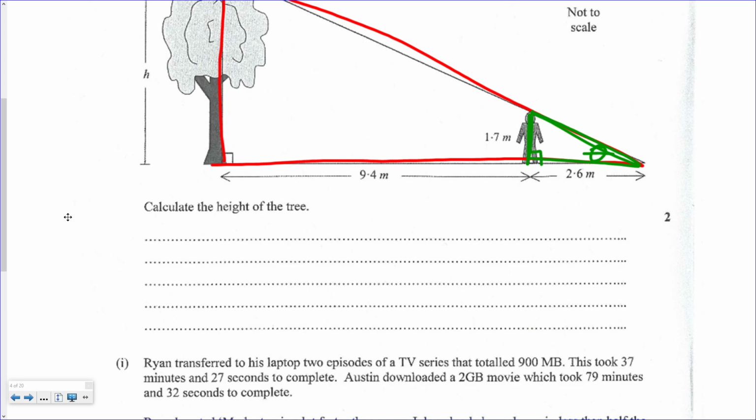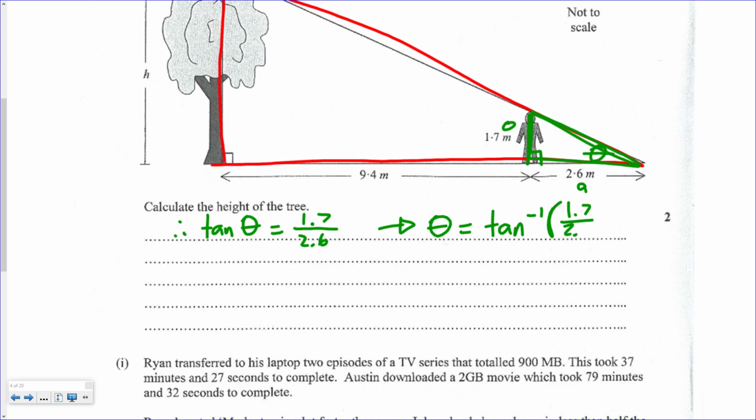So here, looking at this theta, this is the opposite, that's the adjacent. So the ratio that goes with opposite and adjacent is tan. Therefore, we have tan theta equals 1.7 over 2.6. Remember, opposite over adjacent. And whenever we're trying to find theta, we say theta equals inverse tan. So that's when you press shift tan of 1.7 over 2.6.